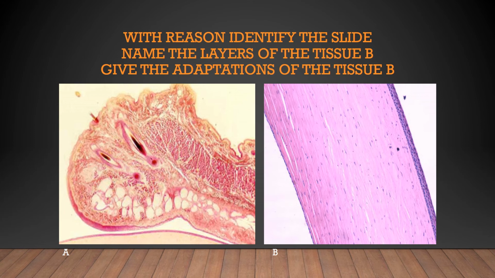Slide labeled B is that of the cornea. It contains stratified squamous non-keratinized epithelia on one side, and on the opposite side it contains simple squamous or cuboidal epithelia. So the layers of the cornea are the corneal epithelium, then the Bowman's membrane, then the stroma, then the Descemet's membrane, and then the corneal endothelium.